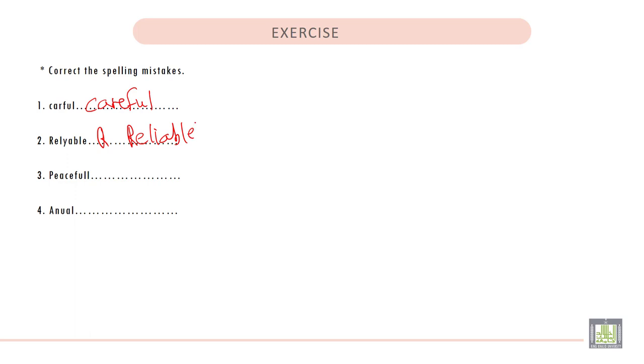Number 3. Peaceful. Peaceful is written this way, without the last L. And the last one, annual. Here we have a letter missing, which is N. So we should have double N, annual.